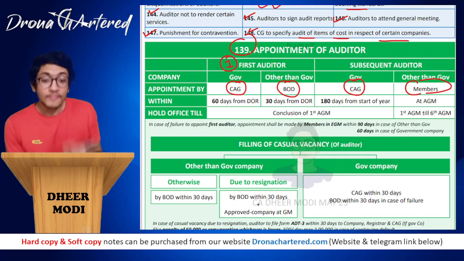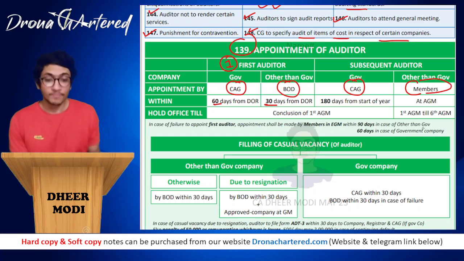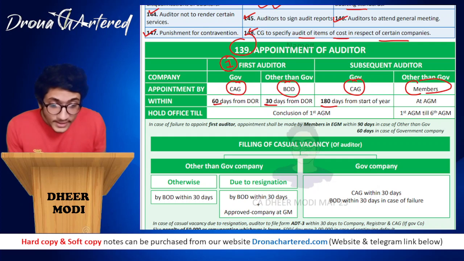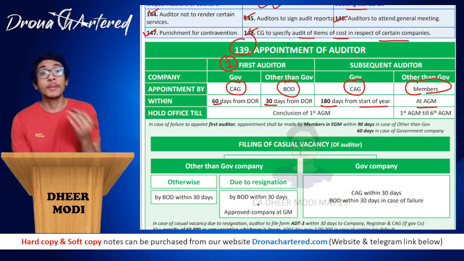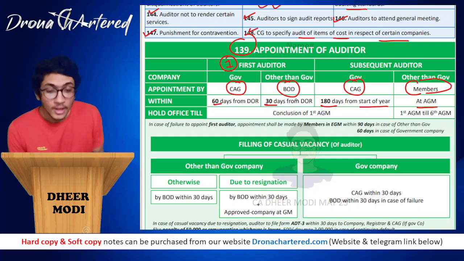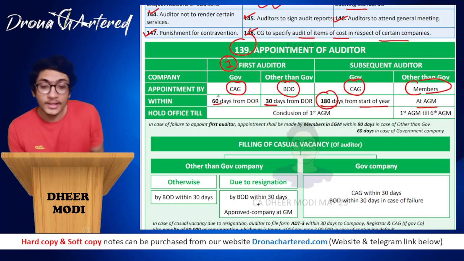Now within how many days? Within 60 days from date of resolution, from DOR, they have to be appointed, and over here it is within 30 days from DOR. Okay, over here it is 180 days from the start of the year, and if members will be appointing, of course it will be done at the AGM. So subsequent auditor, if it is a government company, it is 180 days, otherwise it is 60 and 30 days.